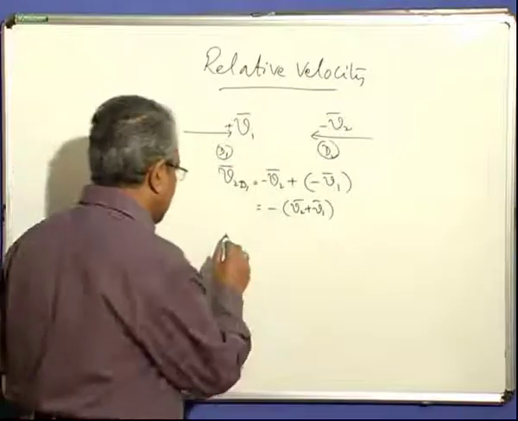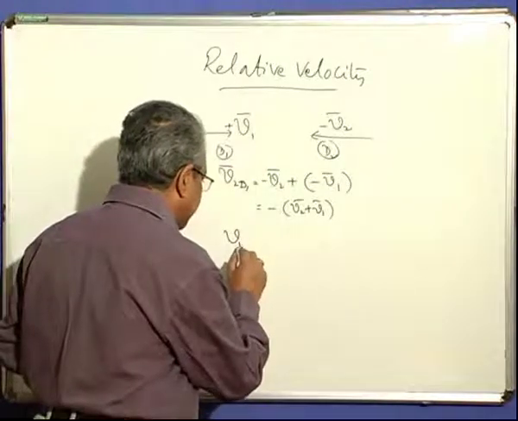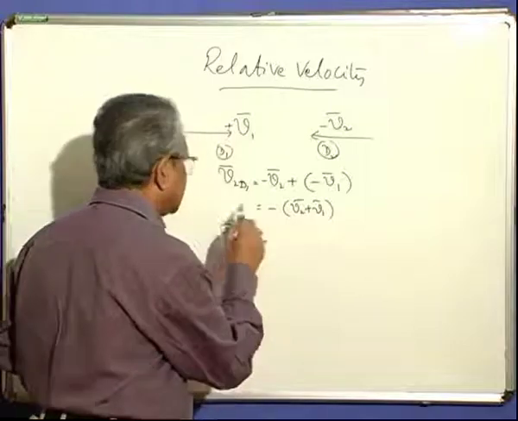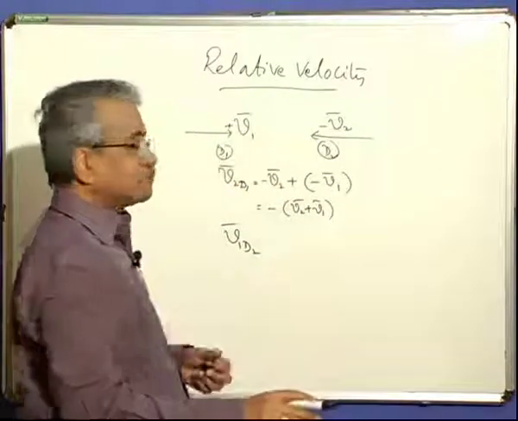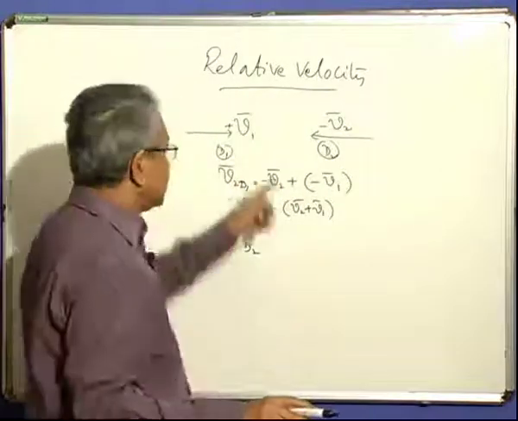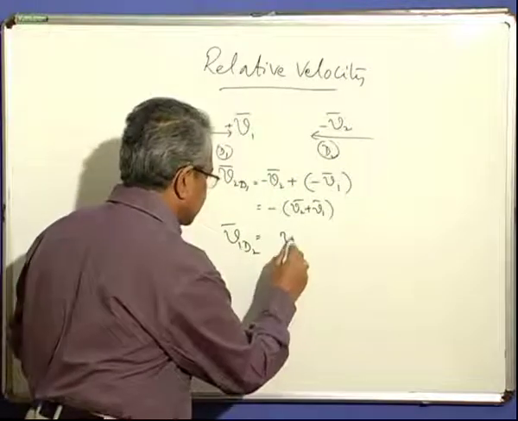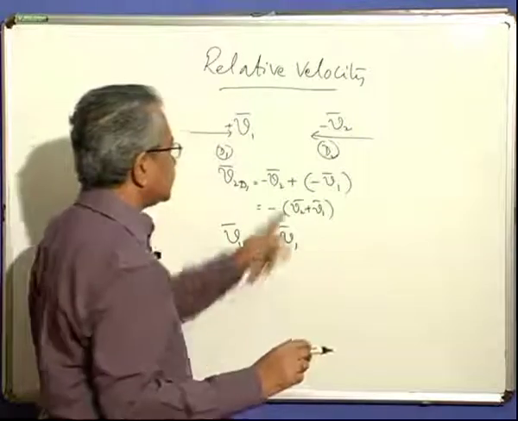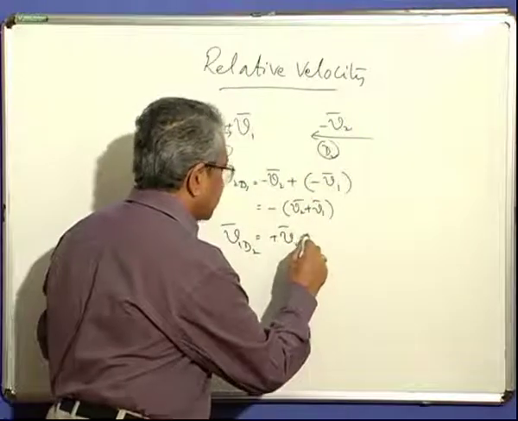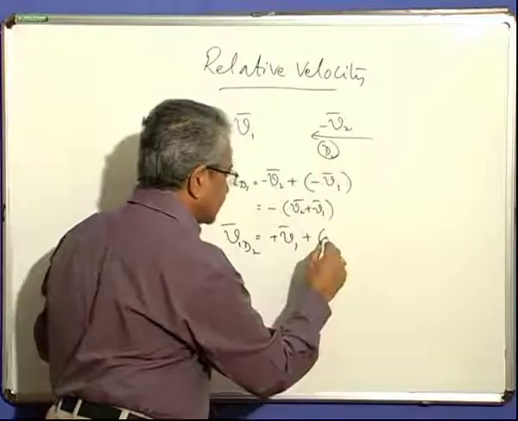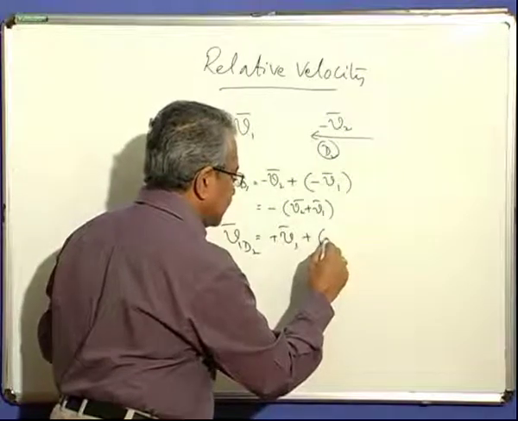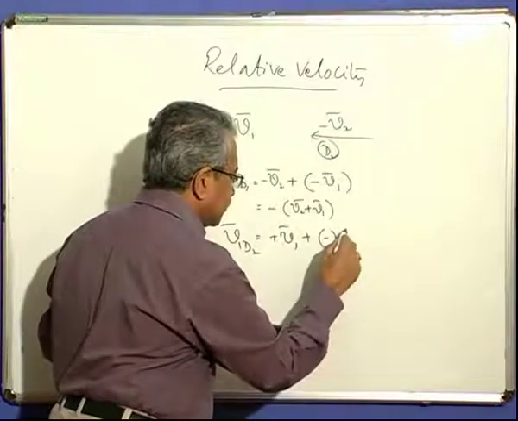Similarly, suppose you take the velocity as measured by driver 2. He sees this body moving. How will he see that body moving? Actual velocity of that plus v1, plus the reverse velocity of this. Reverse of that means minus of minus v2.